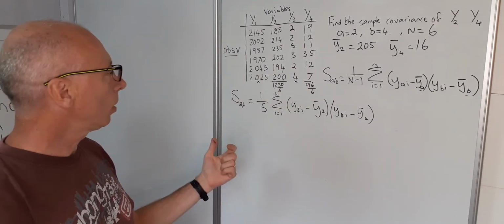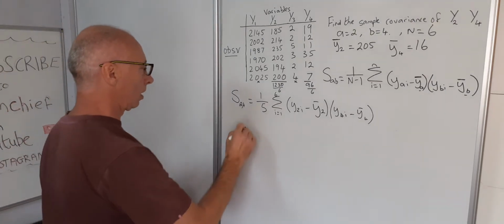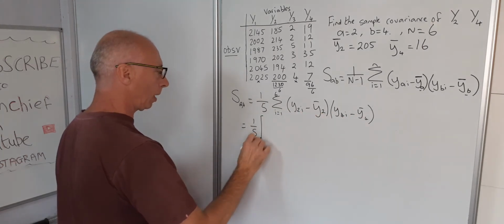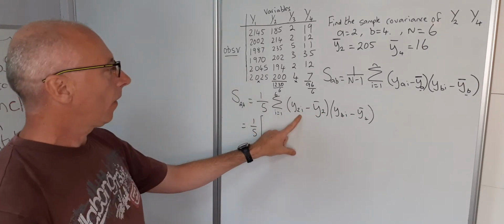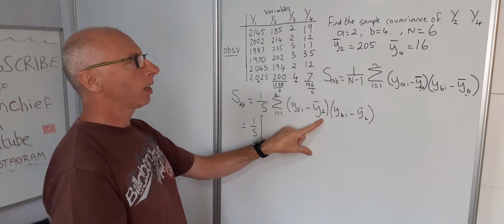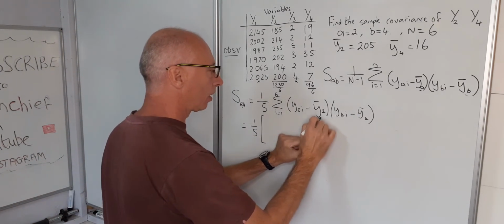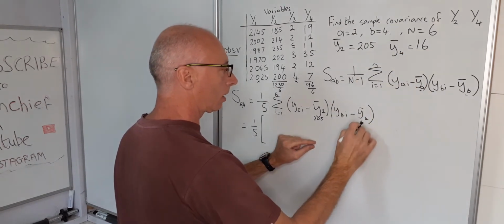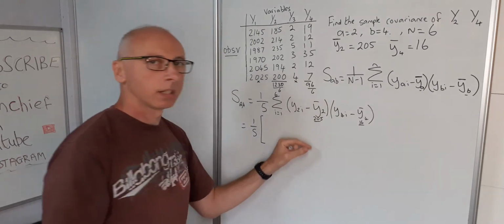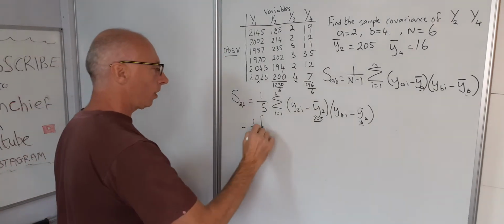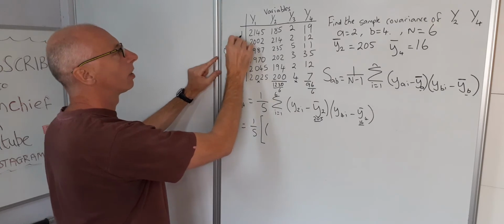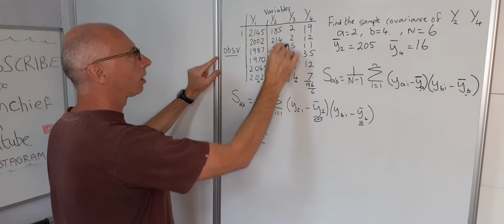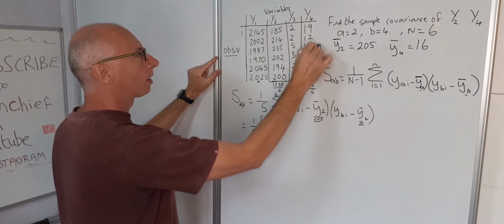Now what we've got to do is simply write them all out. So we've got 1/5 multiplied by the sum, so put a big bracket there. We know that this value here is 205, and that this value here, Y4's mean, is 16. We just bear that in mind as we go along. The first observation is 185 in the second column. So we're dealing with this column here and this column here.